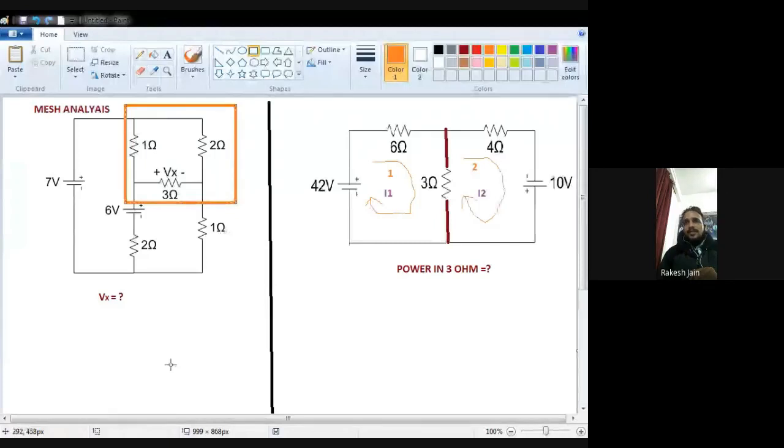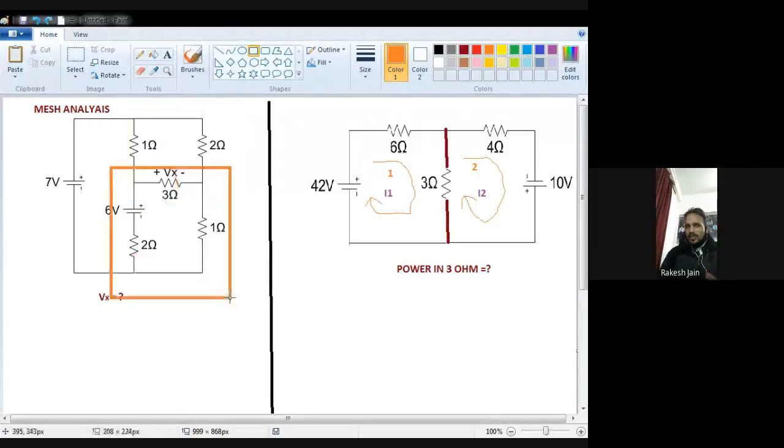Then this 6 volt battery, 3 ohm resistance, 2 ohm resistance and 1 ohm resistance is also a closed path. So there are a total of 3 closed paths. Now we mention the direction of current, either anti-clockwise or clockwise in all. I mention clockwise in the first, second and third, because there are 3 meshes. So I write down 1, 2, 3 over there.